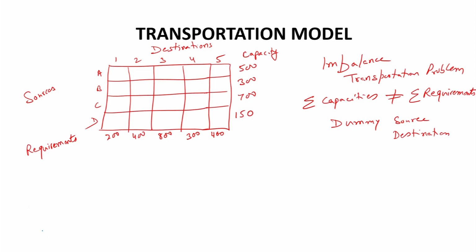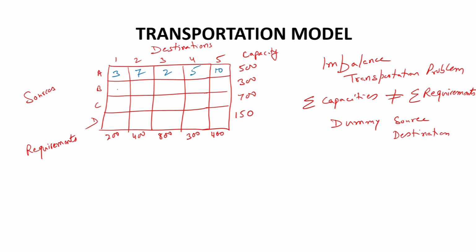Another set of information is the cost of transporting a unit from source A to destination 1. How much is the cost involved in sending one unit from source A to destination 1, let us say 3 rupees. How much is the cost of sending one unit from A to 2, let us say 7 rupees, from A to 3, let us say 2 rupees, A to 4, let us say 5 rupees, A to 5, let us say 10 rupees.